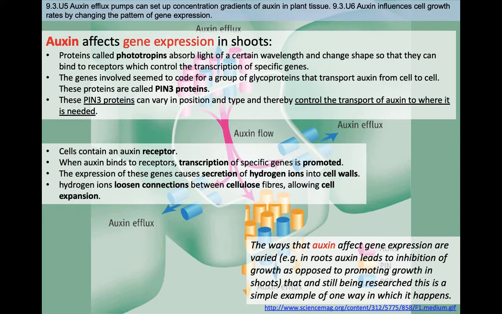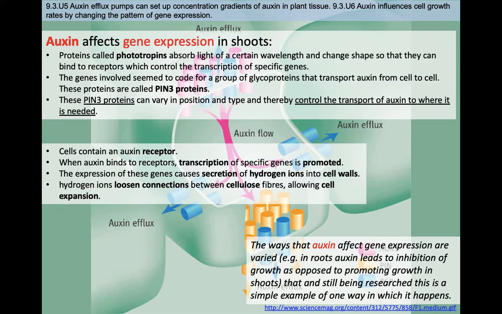The genes involved seem to code for a group of glycoproteins that transport auxin from cell to cell. These proteins are called PIN3 proteins. These PIN3 proteins can vary in position and type and therefore control the transport of auxin to where it is needed. So cells contain an auxin receptor.